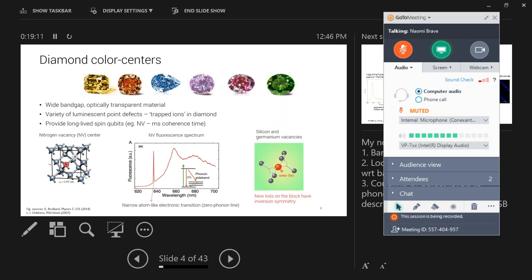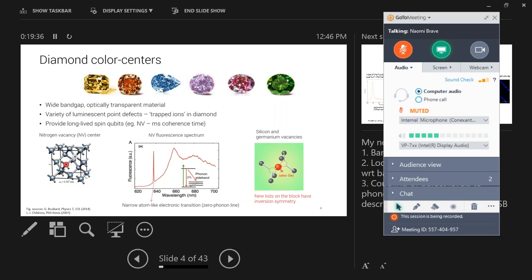We do know that natural diamonds come in a lot of beautiful colors like these. And these are caused by these color centers, which are basically point defects, such as this one, the nitrogen vacancy, which is the most well-known color center in this field. So why is it that diamond in particular can come in so many colors?